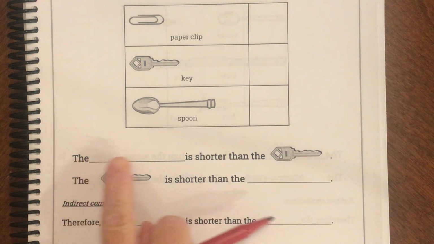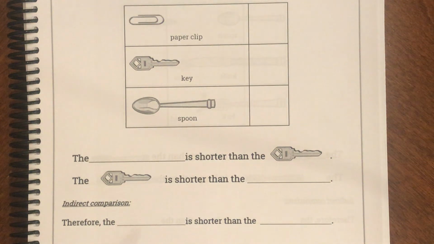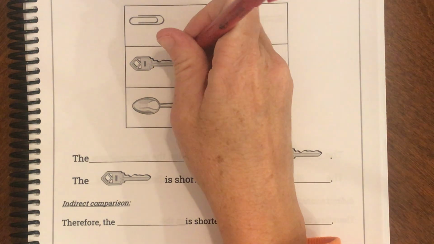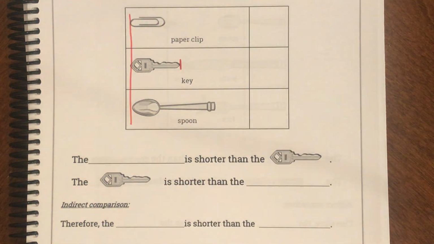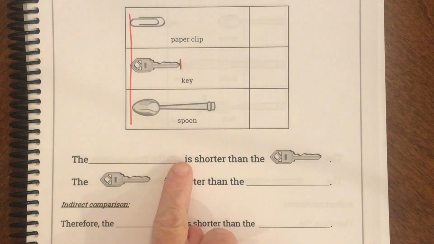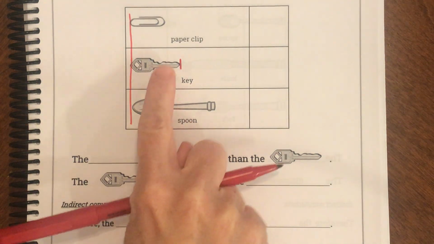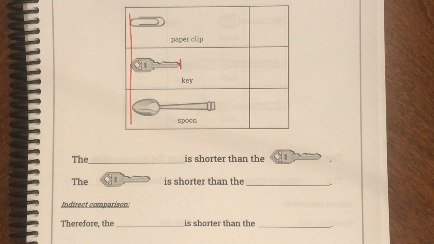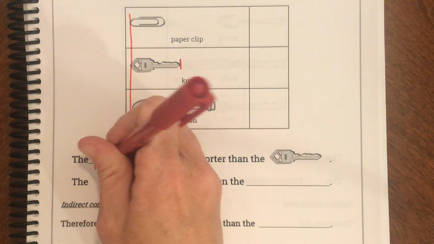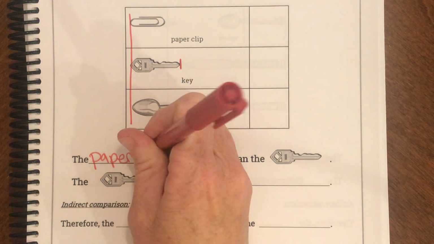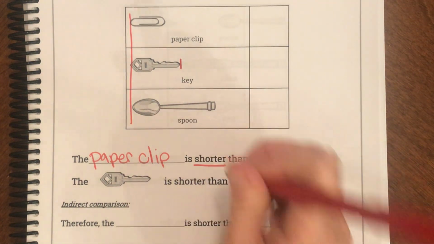It says, the blank is shorter than the key. So here's my key, and here's all my objects lined up. Which object is the blank is shorter than the key, friends? Is the spoon shorter than the key, or is the paper clip shorter than the key? Could we say it's the paper clip, right? So I'm going to read them to fill in the blanks. Okay, let's read my next one because they wanted shorter.